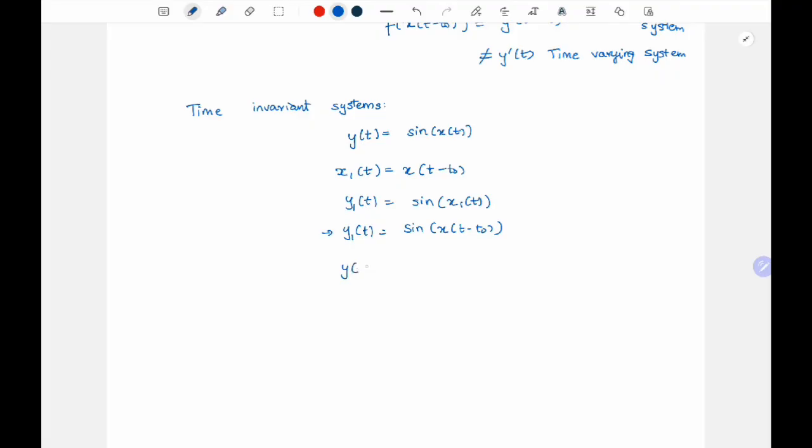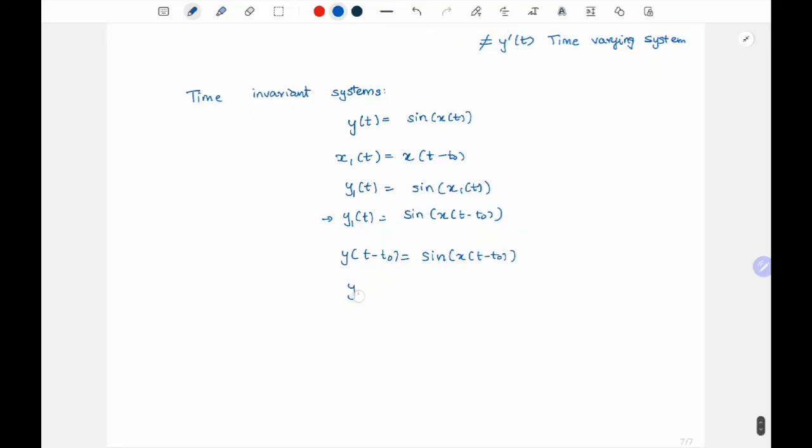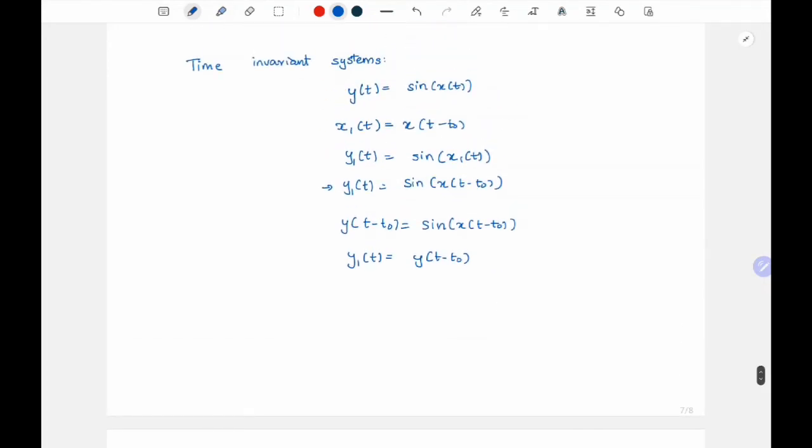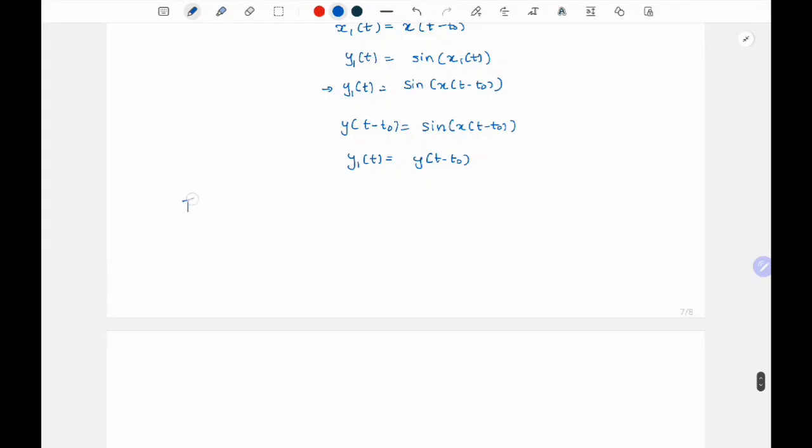And what is the time shift of the old output by the same t naught? It will just be sin of x of t minus t naught. So you can see that y1 of t is equal to y of t minus t naught. So the output is also resulting in a time shift of the same number, same t naught. So this is an example of a time invariant system. Next we will see a time varying system.